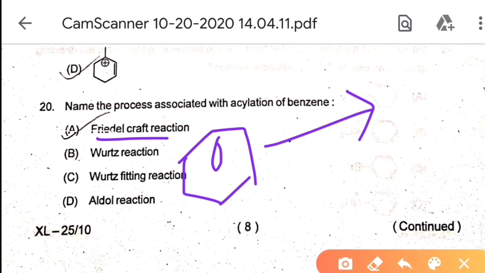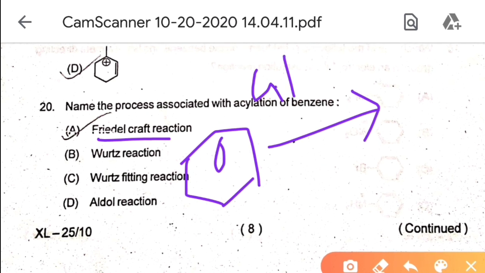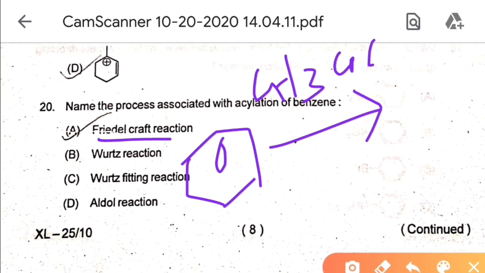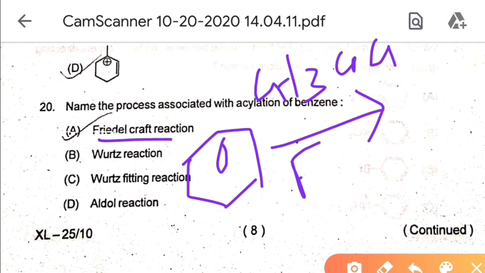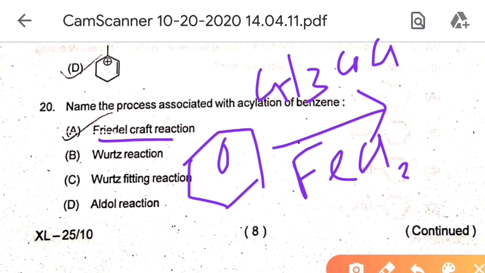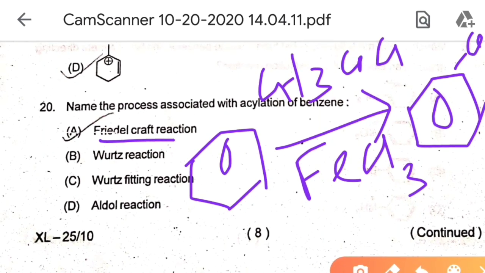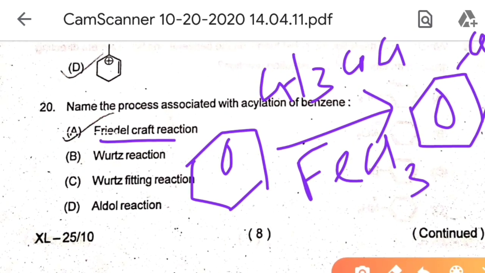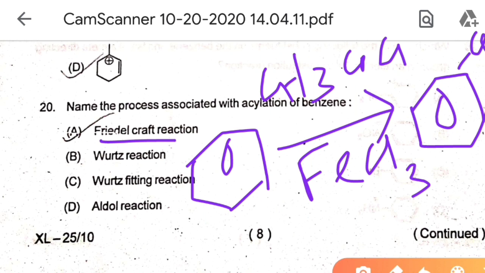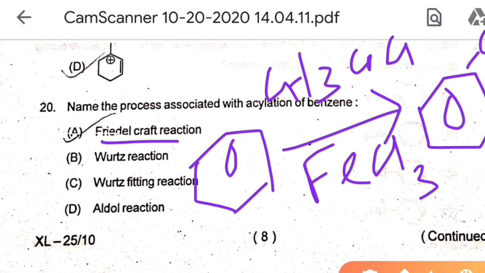So an acyl group is introduced to the benzene ring, CH3COCl in presence of anhydrous FeCl3. So you will get C6H5COCH3. So introduction of an acyl group to the benzene ring is called Friedel-Crafts acylation reaction. Okay. So the correct answer for question number 20 is A.